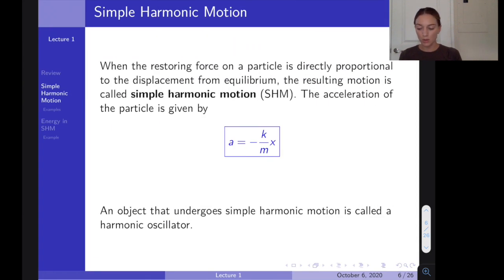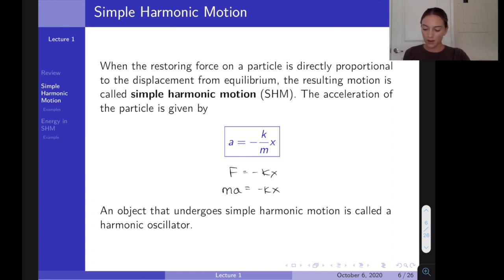So when we have a restoring force like this, where the restoring force is directly proportional to the displacement, we get simple harmonic motion. So a spring exhibits simple harmonic motion, and we can find the acceleration just by rearranging our previous equation. Right, we had F is equal to negative kx. We know that F is equal to ma, so we can just rewrite it like that. And then if we divide both sides by m, we'll get this equation for the acceleration. So this is our standard simple harmonic motion equation, which we can write in another form.